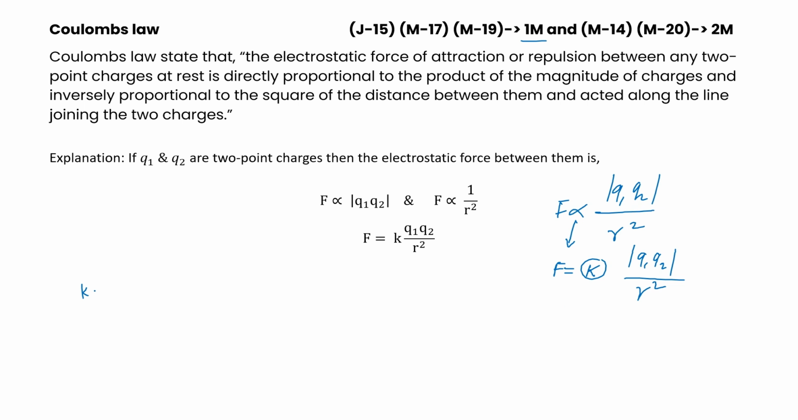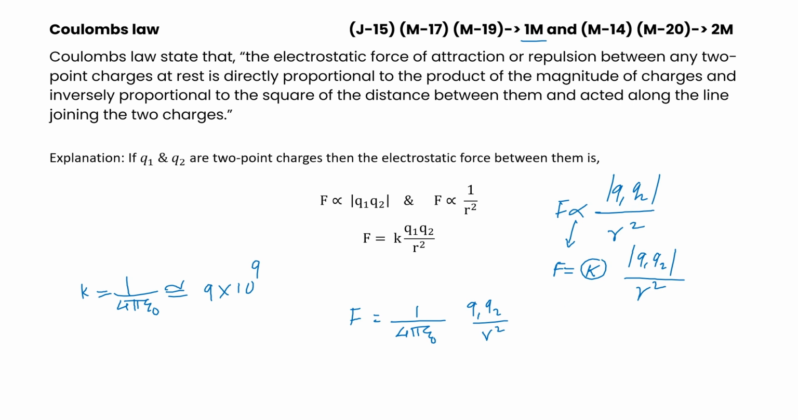This k is found to be 1 by 4 pi epsilon naught, which is approximately equal to 9 into 10 raised to plus 9. This is the k value. So ultimately the force equation becomes F is equal to 1 by 4 pi epsilon naught into Q1 Q2 divided by distance square. Remember, even if I didn't mention the modulus, you must consider that it is a modulus. So k is the proportionality constant and is found to be this value.